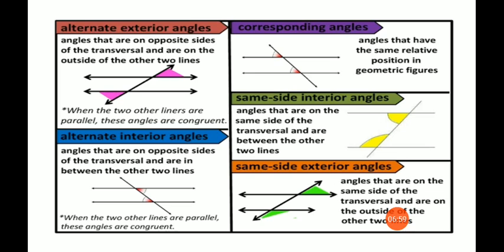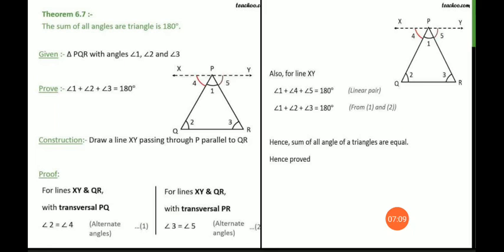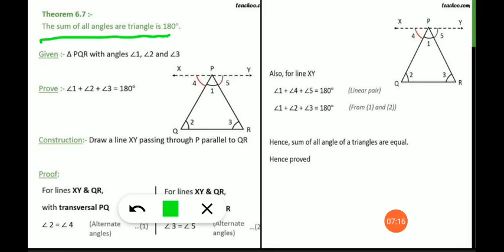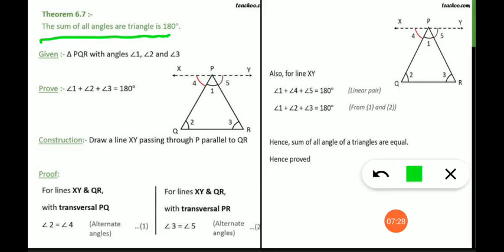Students, in this chapter we have two theorems with proof, and the rest of the other theorems we have to learn without proof, that we will discuss in the next class. So this is theorem 6.7 in your book. It says that the sum of all angles of a triangle is 180 degrees. We know that already, we know this result. Now we will prove also how it is possible.